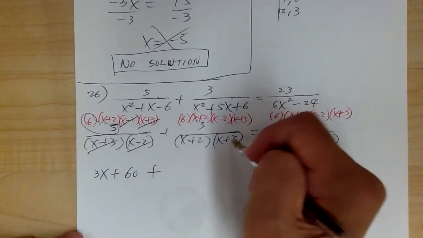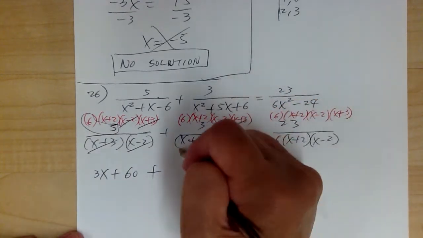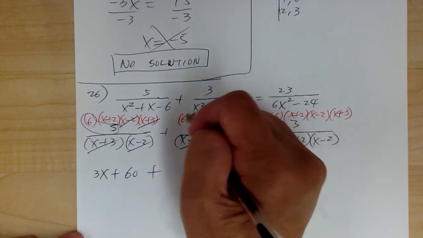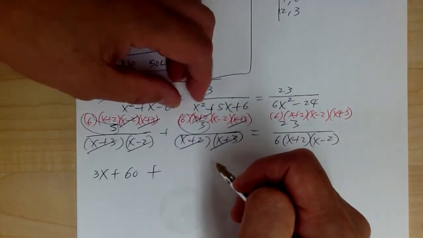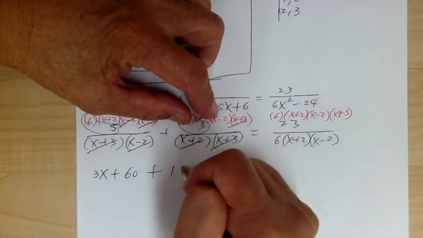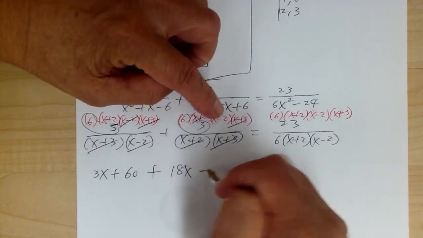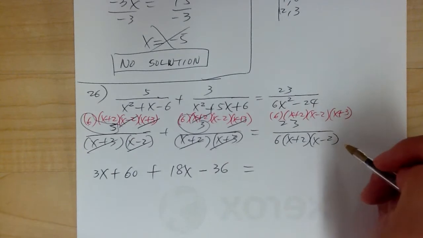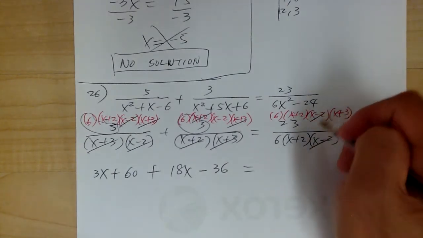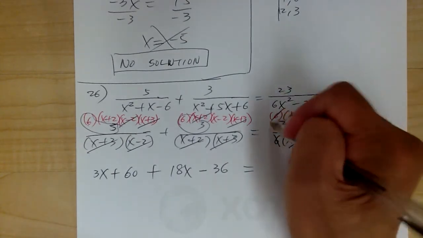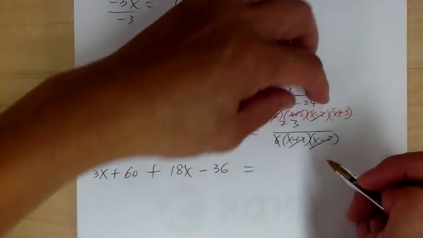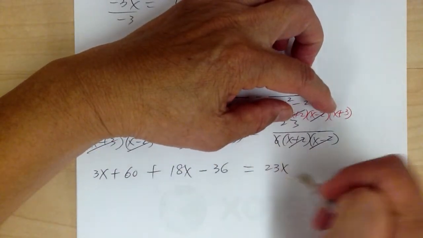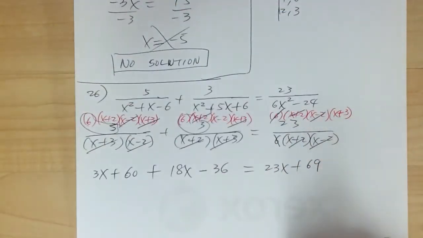Okay, now this one over here, you cancel, cancel, cancel, cancel. So this would be 18. So when you multiply, you're going to get 18x. 18 times negative 2 will give you negative 36. Okay, equal. This one cancels, cancels. So now you distribute, you're going to get 23x plus 69.